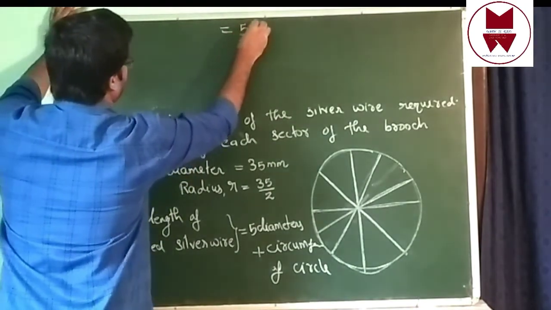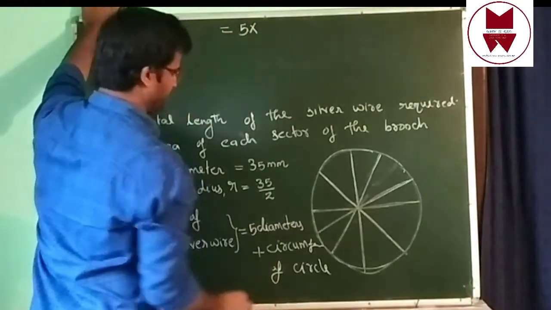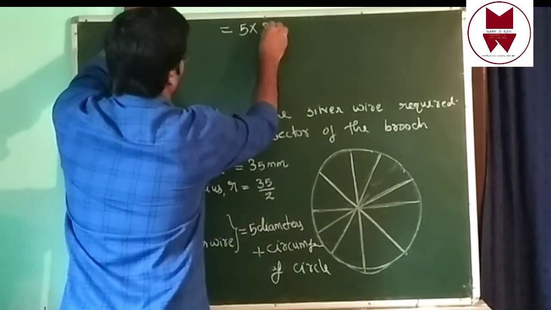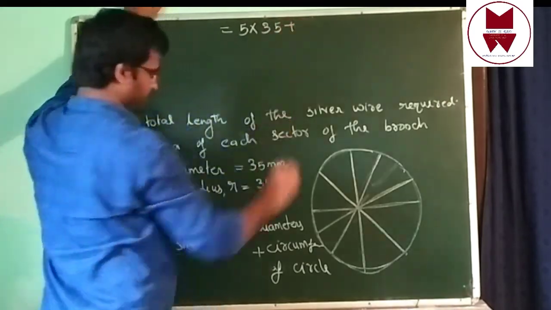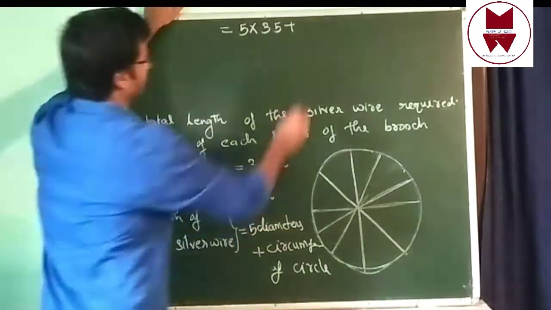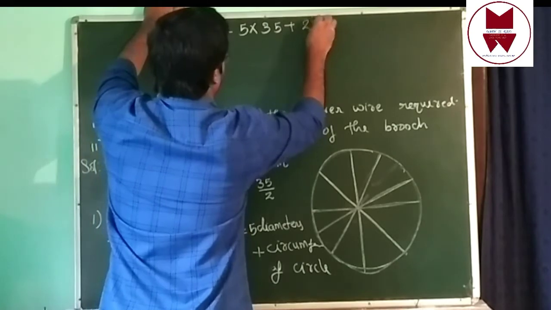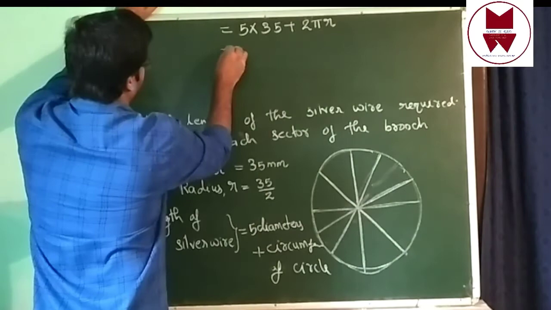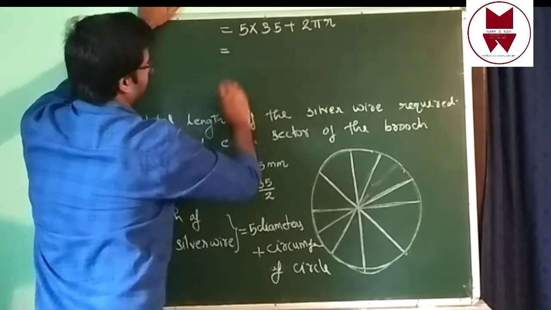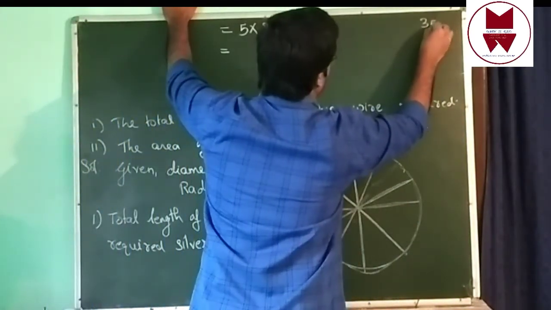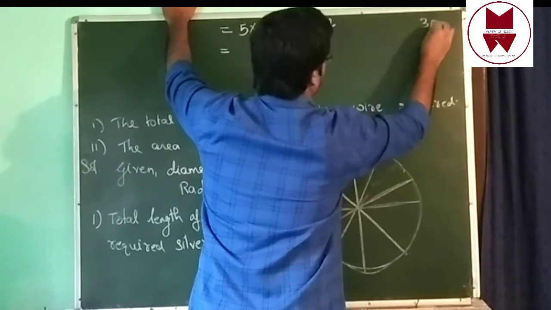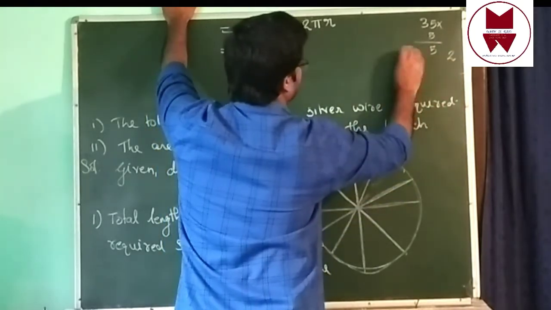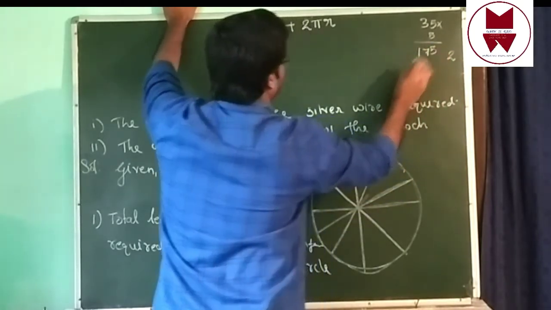Equal to 5 into diameter. What is the length of diameter? Already we have written, that is 35. So 5 into 35 plus circumference of circle. That is 2 pi r. This is the formula for circumference of circle: 2 pi r. And then 5 into 35. Multiply 5 into 35, what will we get? 5 into 5, 25, remainder 2, 5 into 3, 15 plus 2, 17.